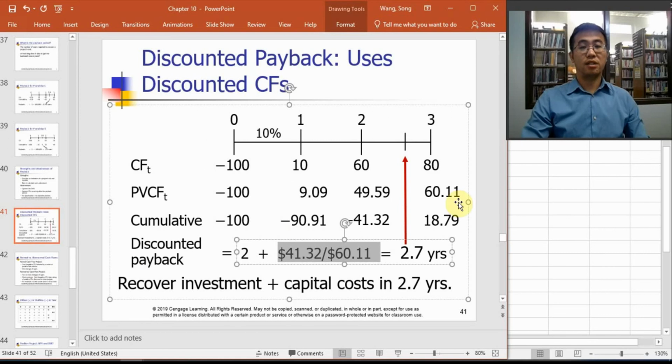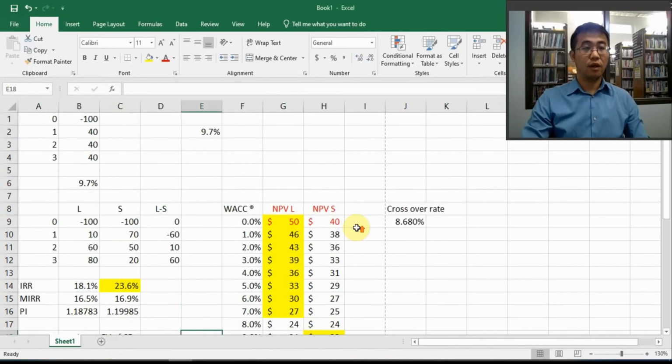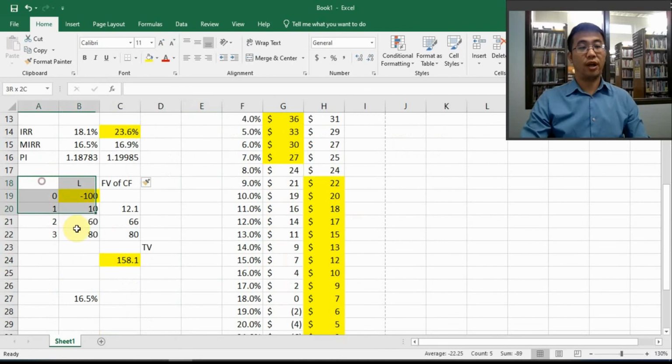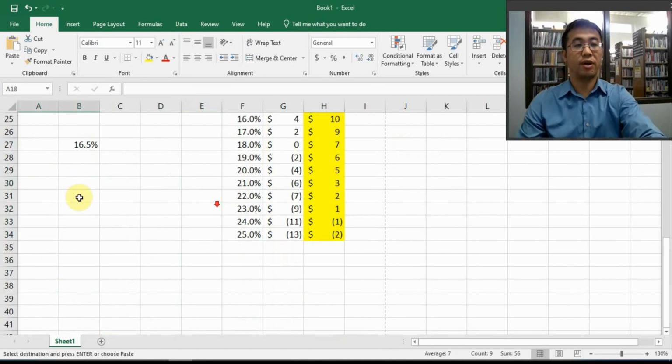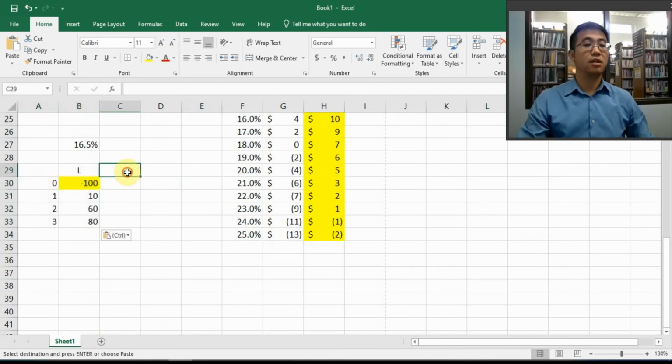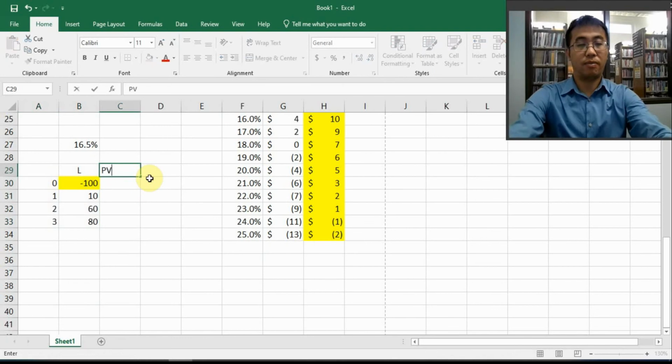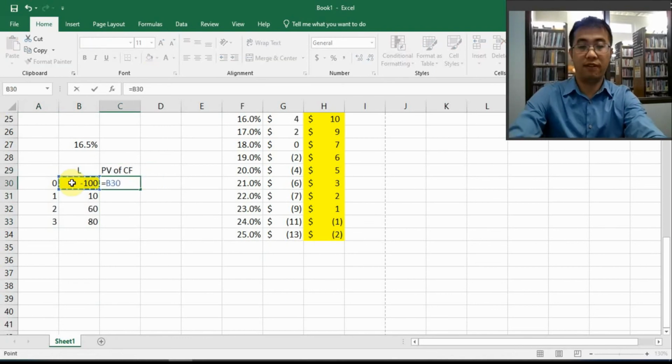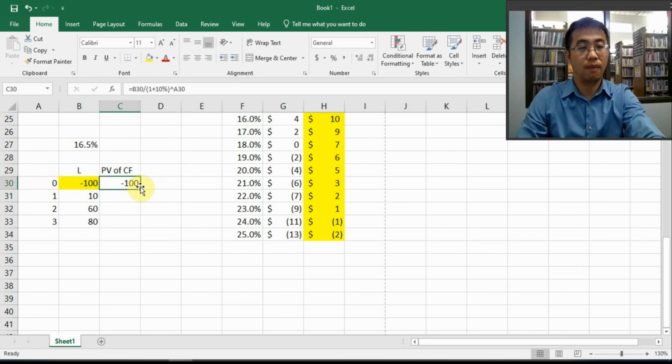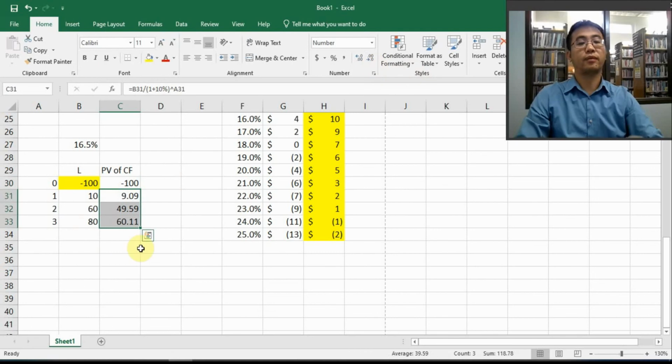Okay, so in Excel, if we solve for it, and once again, I will use project L as an example. What you're going to do is get the present value of all the cash flows. Each of them will be divided by 1 plus 10%, the cost of capital, raised to the power of the year number. So this would be the present values of all the future cash flows.